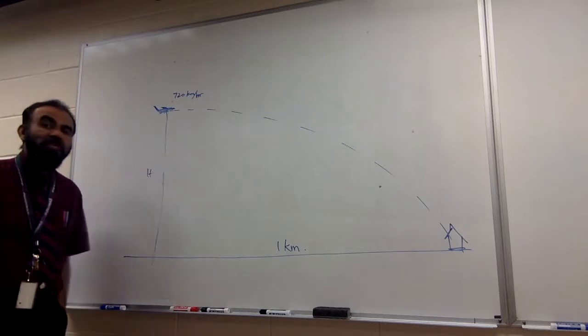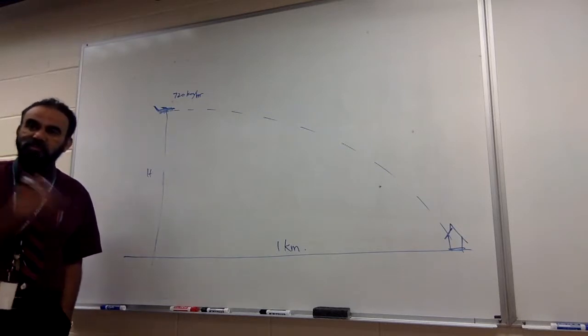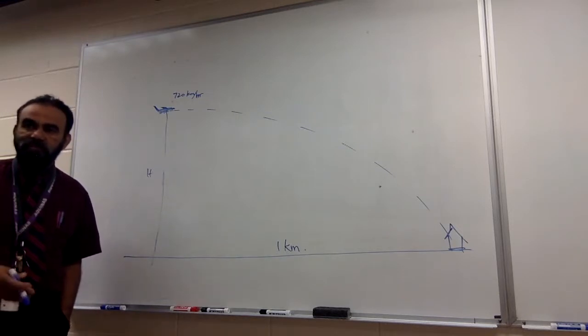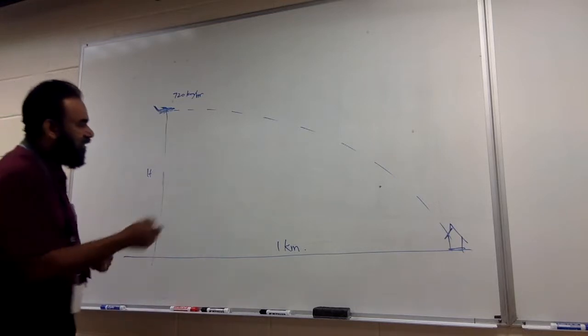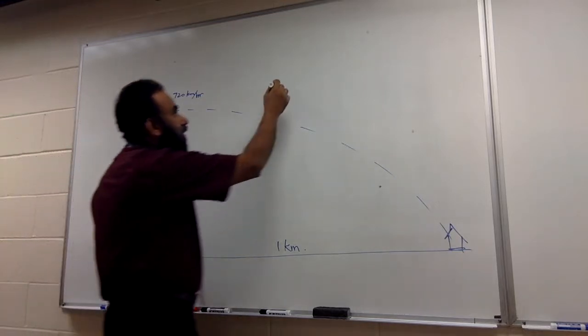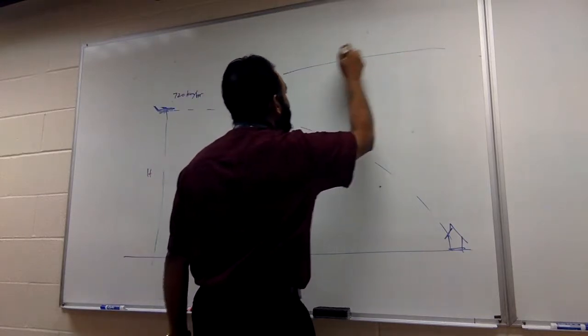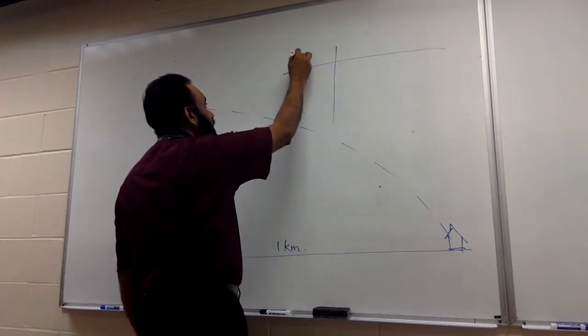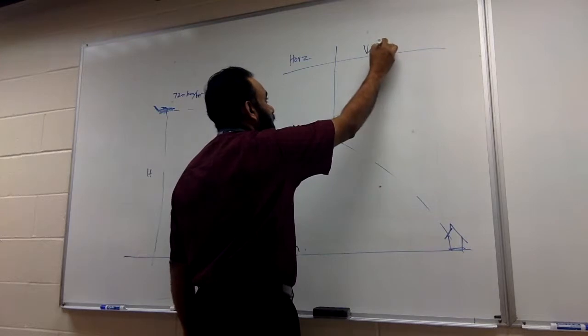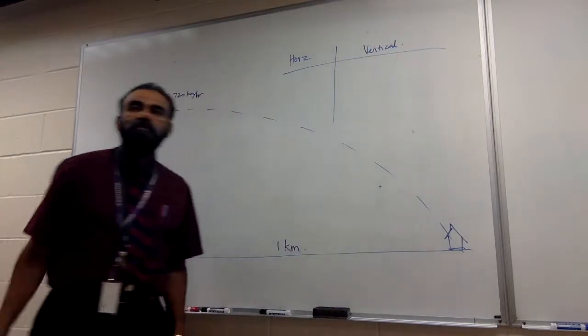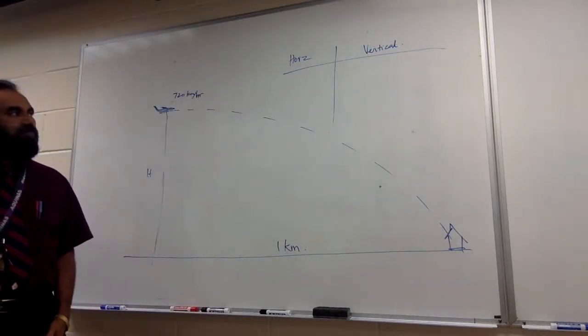All right. So what do you do in projectile motions? What kind of motion is this? Horizontal. It's horizontal. So let's do the table. Horizontal, vertical. Let's put in the things that we know straight away.